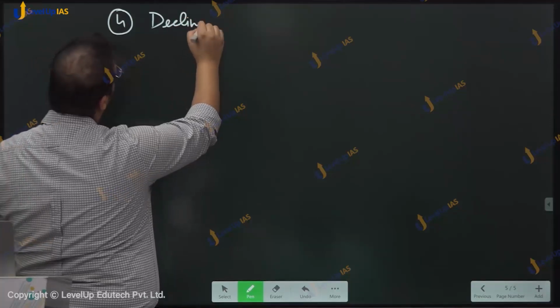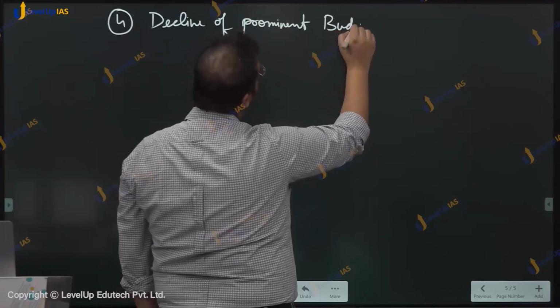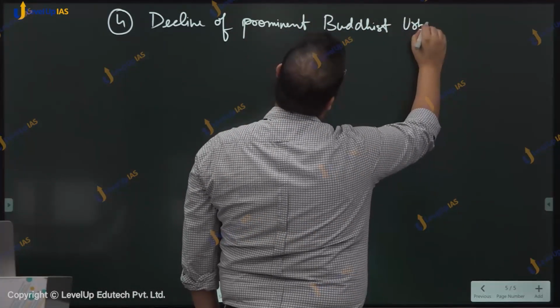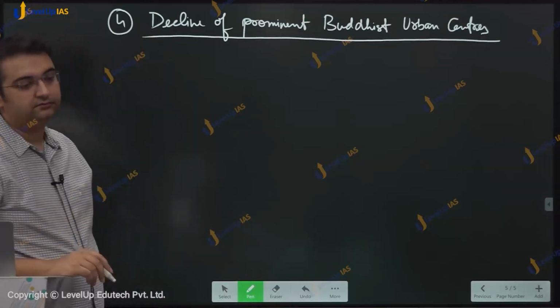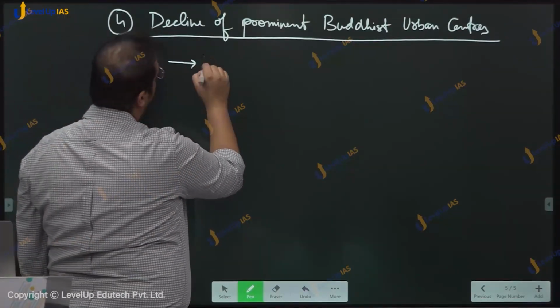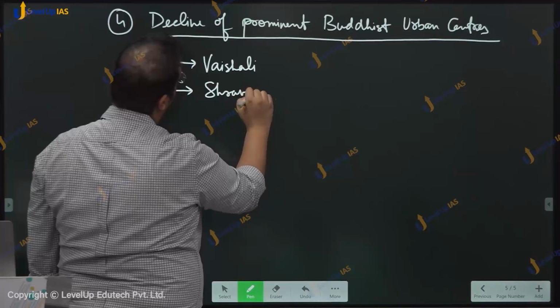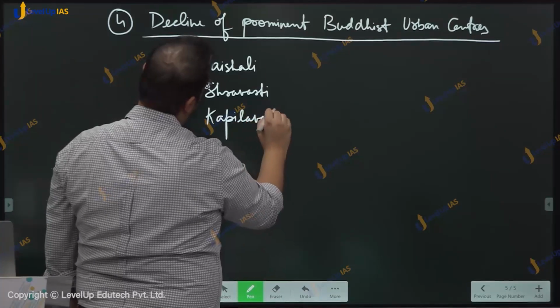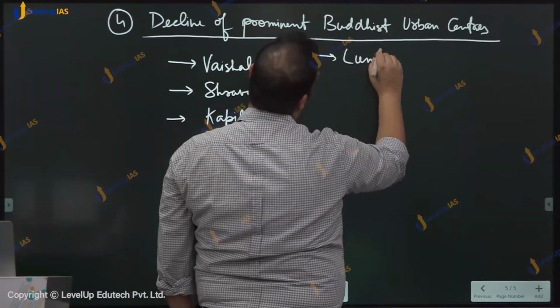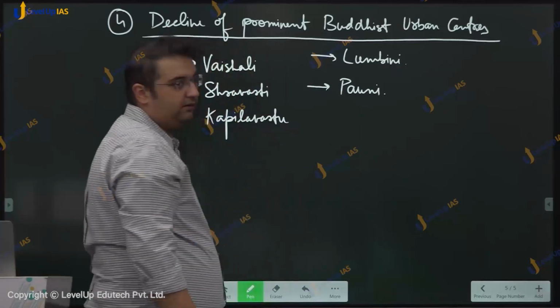This period also witnessed the decline of prominent Buddhist urban centers such as Vaishali, Shravasti, Kapilvastu, Lumbini, Pawapuri, etc.